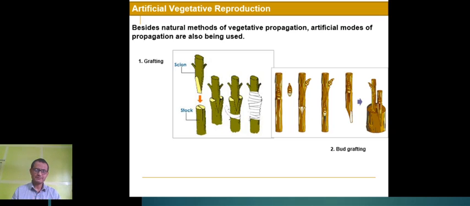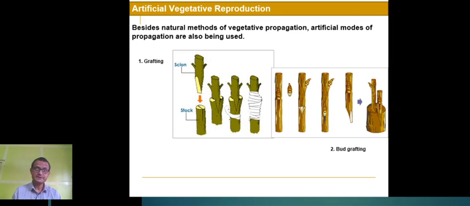Now, above all, there are some artificial kinds of vegetative reproduction also. Simply, if you are a hobbyist in planting different kinds of flower plants in your backyard or at your home, what you basically do is cut a part of a stem and put it in the soil, and after a few days, after a few months, a new plant will arise. So this is a kind of vegetative reproduction. So from one plant, you are getting more than one plant.